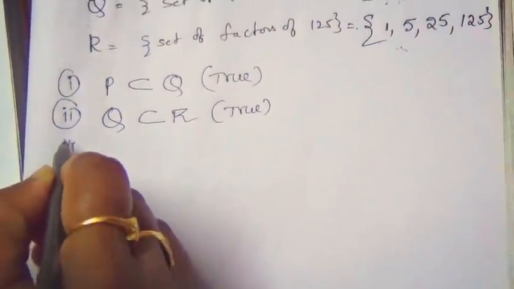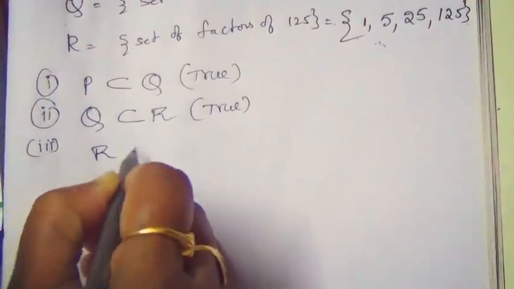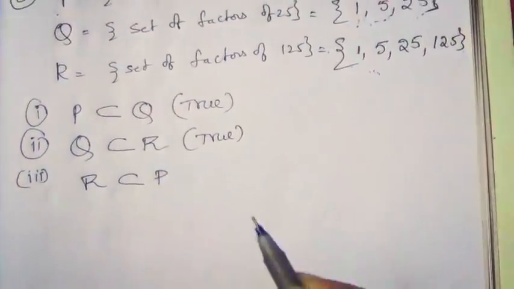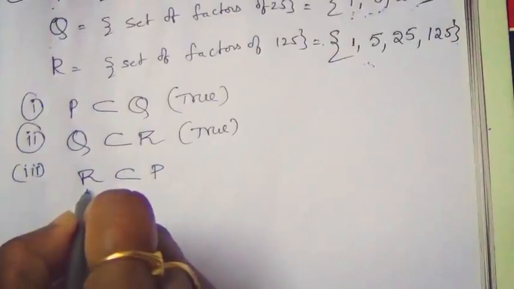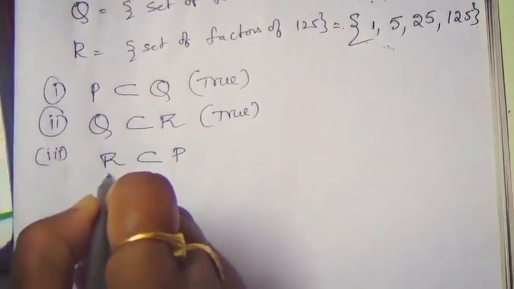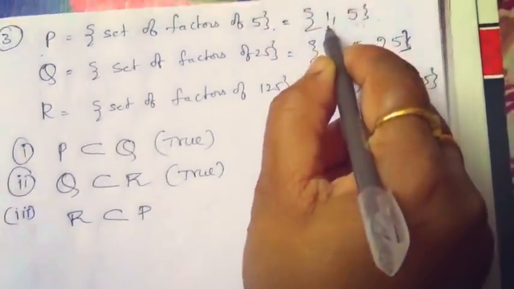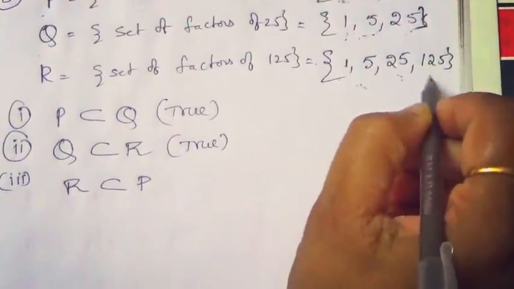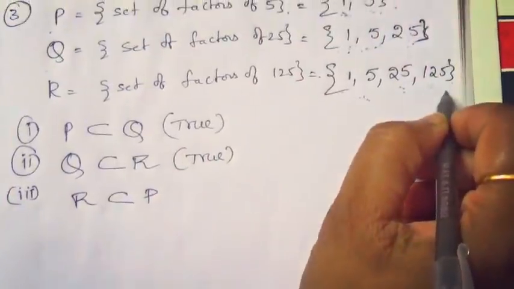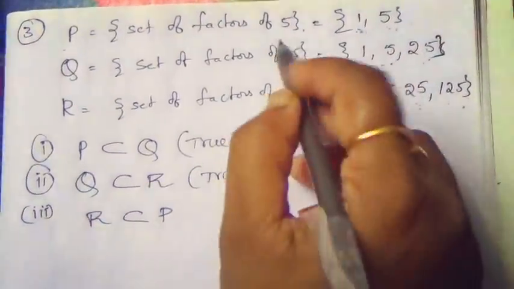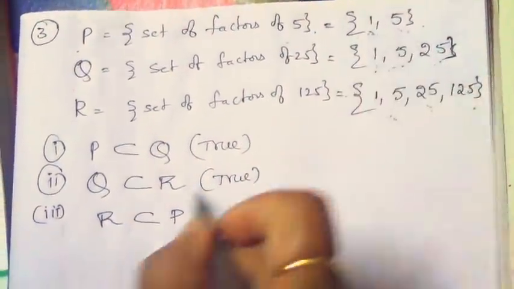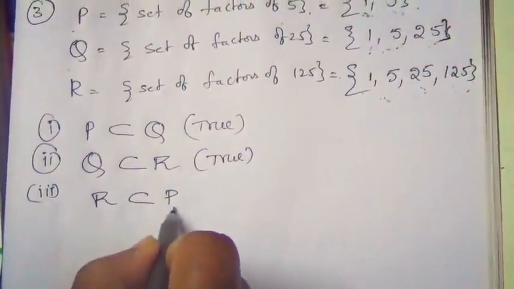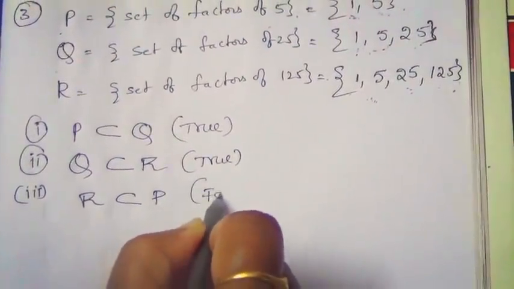The third option, he was given that R is a subset of P. Do all the elements of R belong to P? No. Why? Because it has two more elements, that is 25 and 125. P has only 1, 5. Hence, R is not a subset of P. It is a false statement.